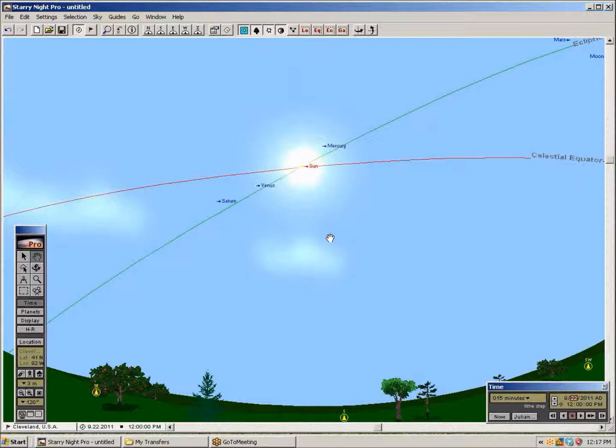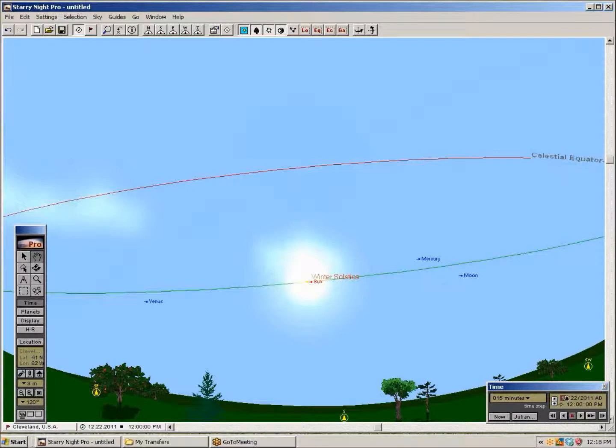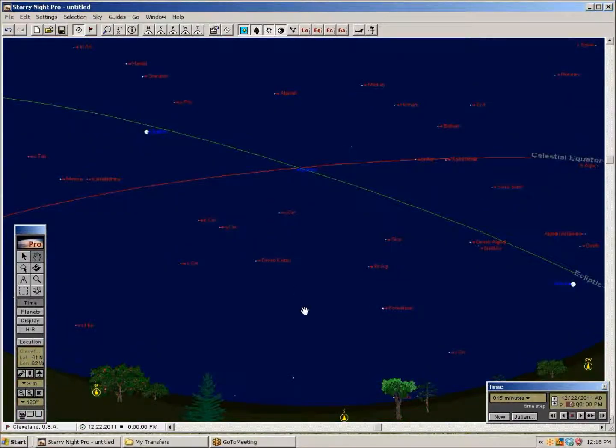So hopefully that helps make sense of the height of the sun and the seasons for you. Now, our next celestial event occurs on December 22nd, and we need the skies to be dark. What we want to watch is the Little Dipper, because this is the Ursid meteor shower.